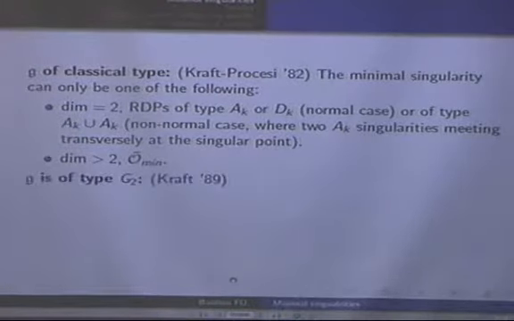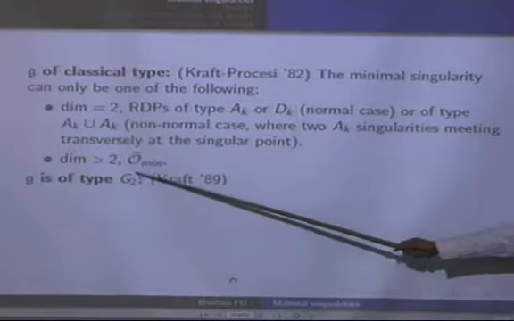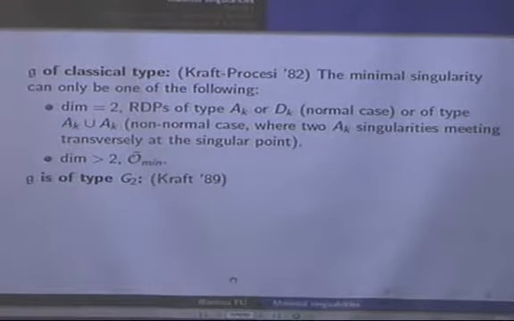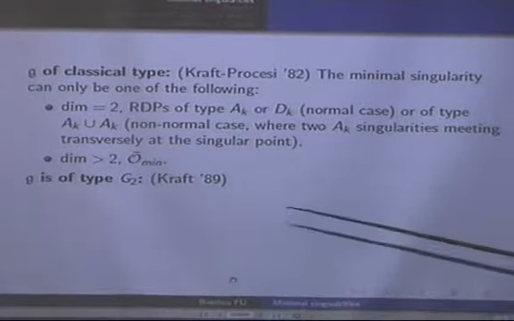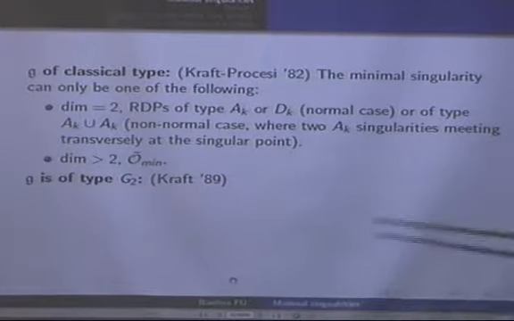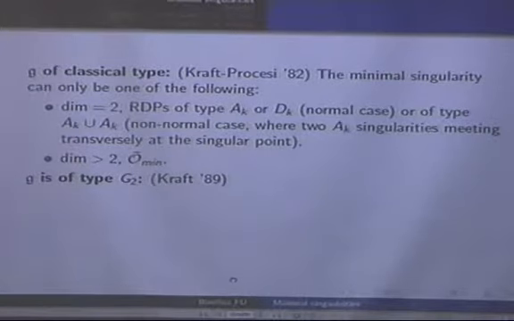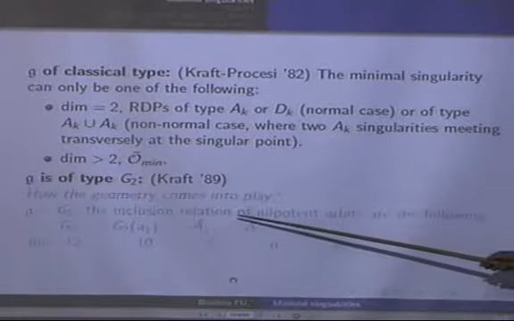And then Kraft studied the type G2. So let me give you some examples of how the geometry can be used to determine the minimal singularities. For the G2 case, the argument I will use is different from the paper of Kraft. In fact, he used some embedding of G2 into SO7, then he used the results for SO7. But I will use some geometry of the resolutions.